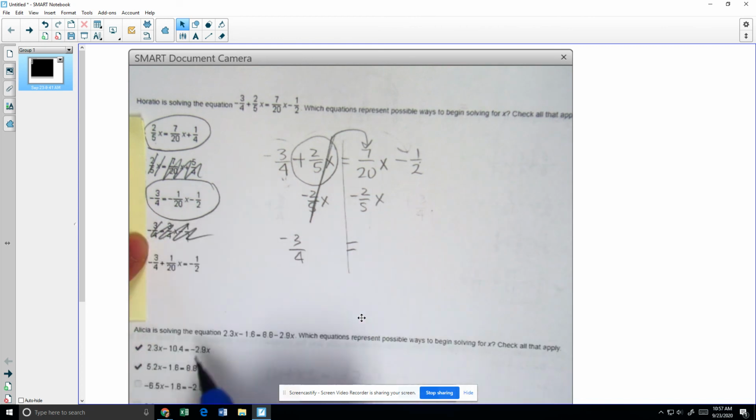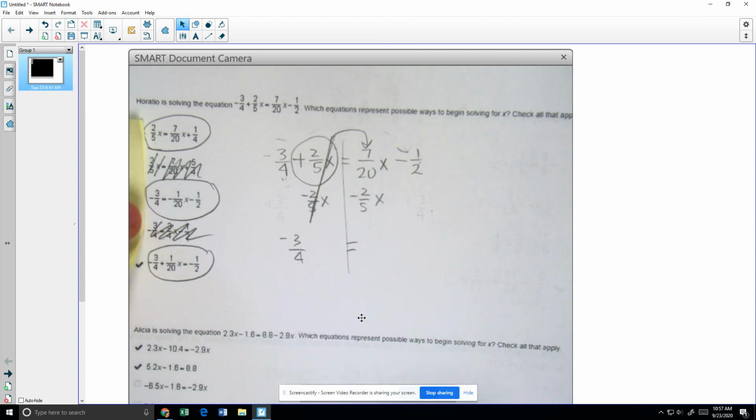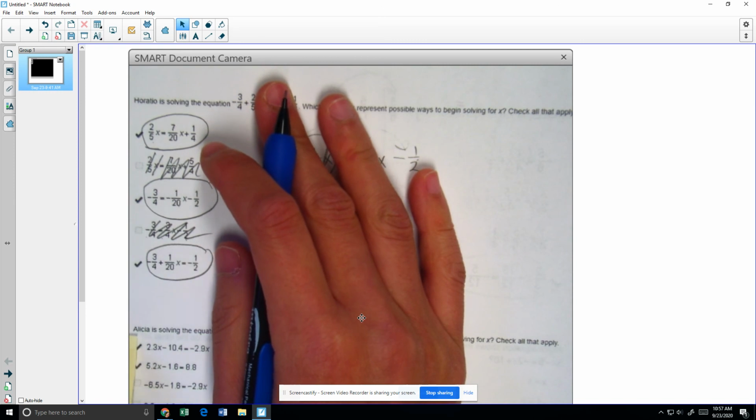I'll tell you right now, when it says check all that apply, there's 3. Is it always that way? I think it's normally always that way. So check all that apply always means there's 3. Okay, so those were my 3 answers.